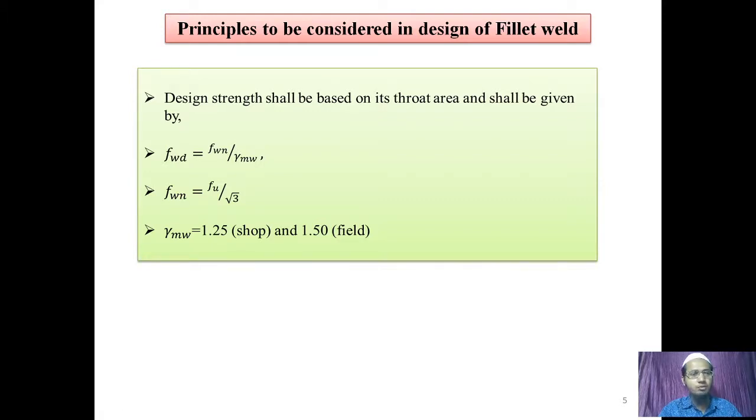Got it? How to find design strength? Yes, FWD equals FWN divided by gamma MW, where FWN is the nominal weld strength, that is equal to the ultimate tensile strength of the member or plates to be connected divided by root 3, and gamma MW is the factor for weld strength, having values 1.25 for shop weld and 1.50 for field or site weld.